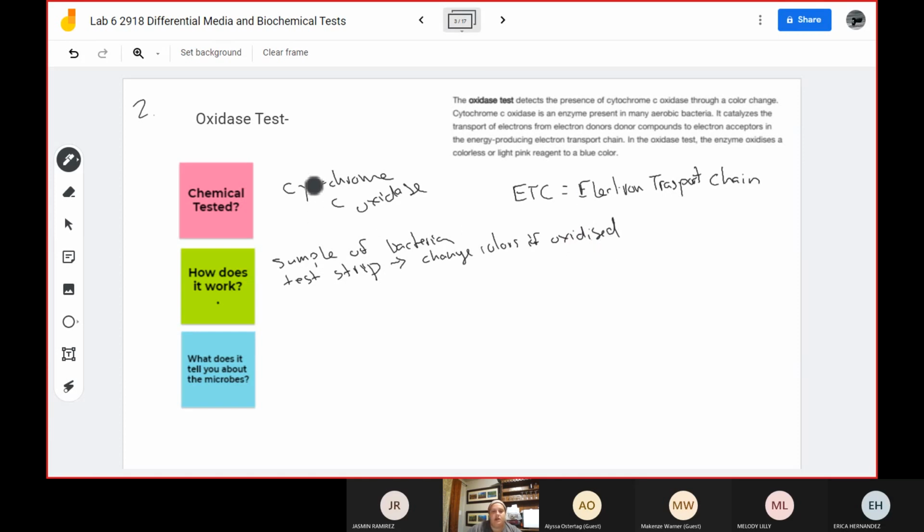I may not be spelling that right. So if this oxidase exists, it should change the colors on the test strip if it's oxidized. If it comes out a pink color, that means it's negative. And if it comes out a blue color, that would mean positive. And what does this tell us about our microbes? This would tell us if potentially they have this enzyme.